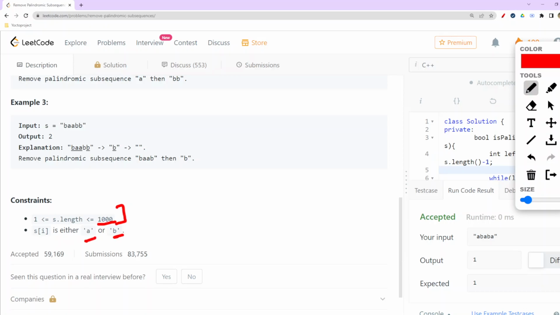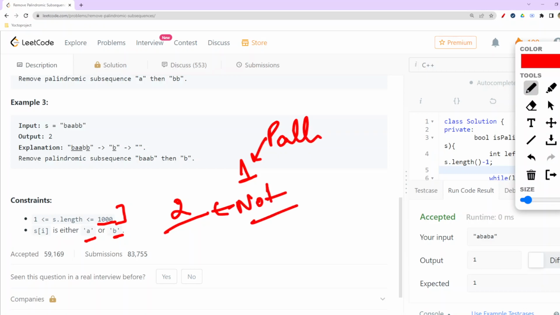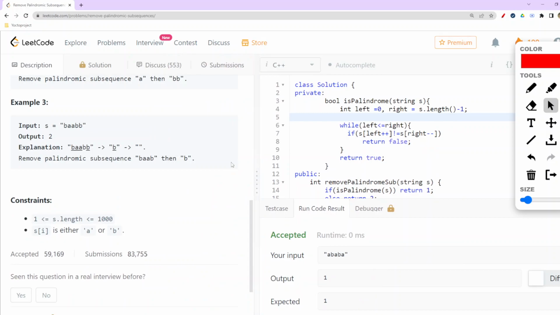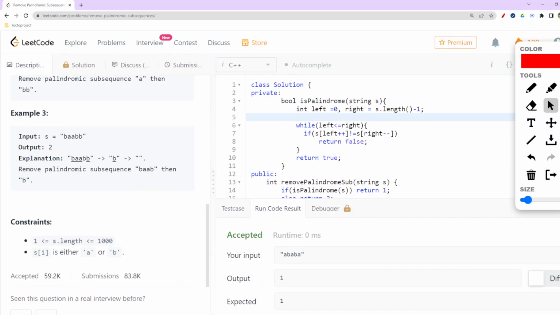Because of A and B, we are able to find that we either return 1 if it is a palindrome, or 2 if it is not. So we are now just required to implement this solution. You can implement it by yourself, or I can show you how I implemented the same. So this is how I have implemented it.